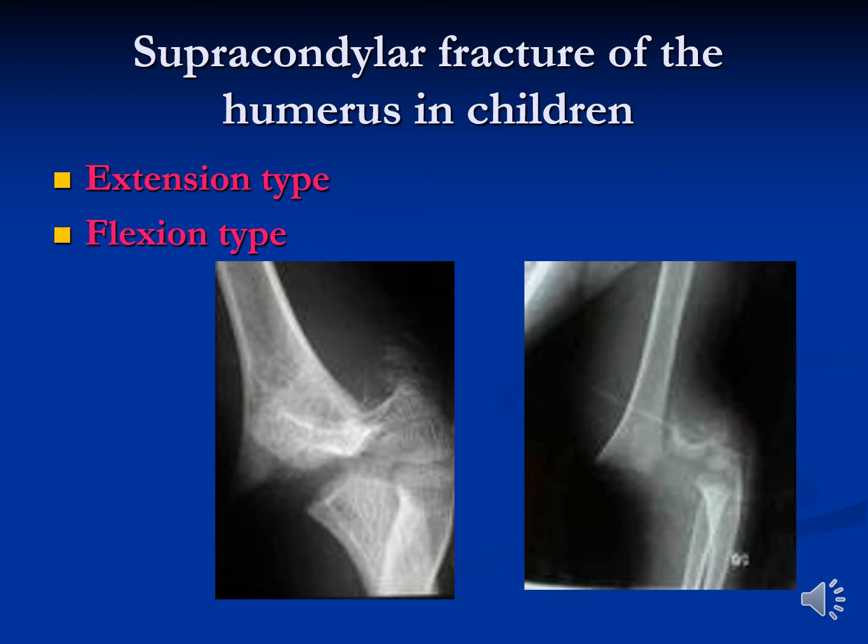Bismillahirrahmanirrahim. We will discuss today injuries around the elbow. We will talk about one of the most important fractures encountered in children, which is supracondylar fracture of the humerus. Supracondylar fracture of the humerus is the most common fracture in children as regards the incidence and as regards the complications.